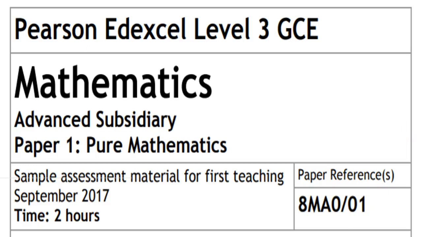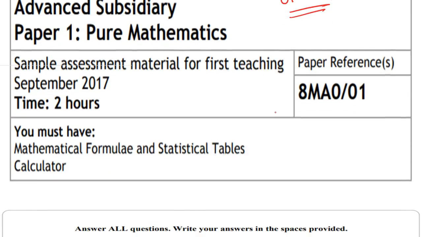Hi guys, today we are going to solve this Pearson Edexcel Level 3 GCSE Mathematics paper for AS. This paper code is 8MA0/01, and today I'm going to solve questions 1 to 7, and questions 7 to 14 we will solve tomorrow, so you can have a look here. So we are solving today question number 1 to question number 7. Okay, now let's go for the question quickly.